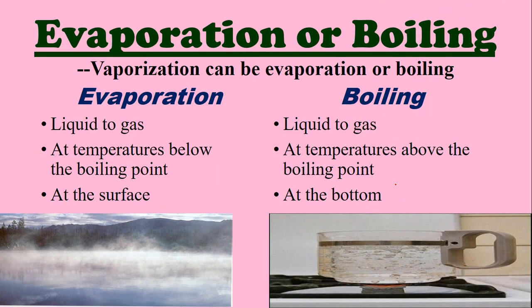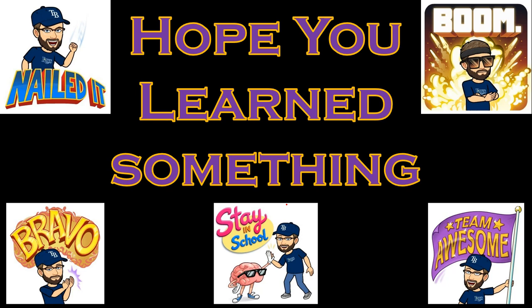Now, remember I said vaporization is when a liquid goes to a gas. There's a difference between evaporation and boiling, and the main differences are evaporation is when temperatures are below the boiling point and it happens at the surface, while boiling temperatures are above the boiling point and it happens at the bottom of the substance. And this is a little bit about phase changes and temperature and how they affect the substance.